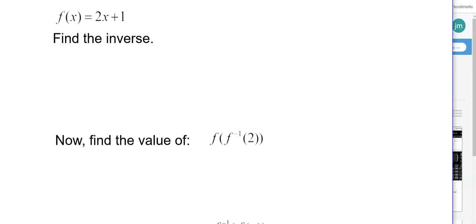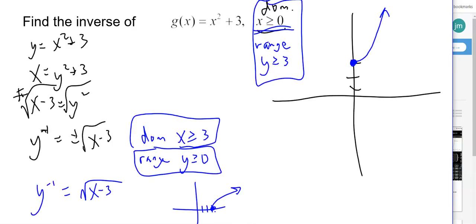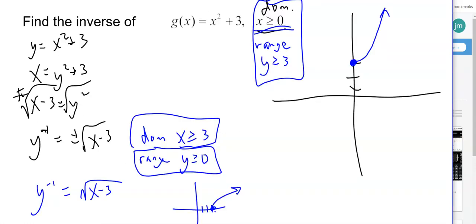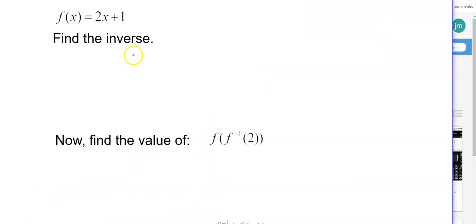Find the inverse. We just did that. Let's look at what that was. x minus 1 over 2. x minus 1 over 2 is the inverse of that function. I guess we got f to the negative 1.